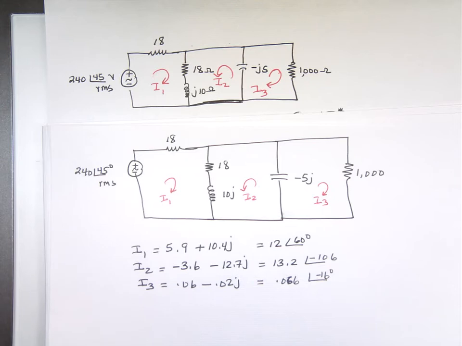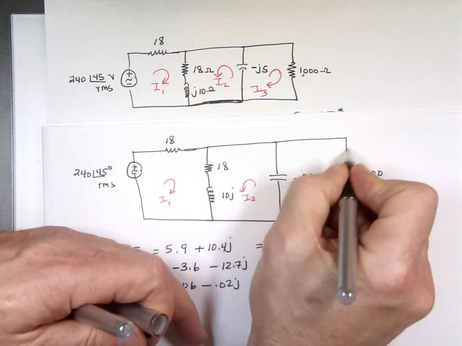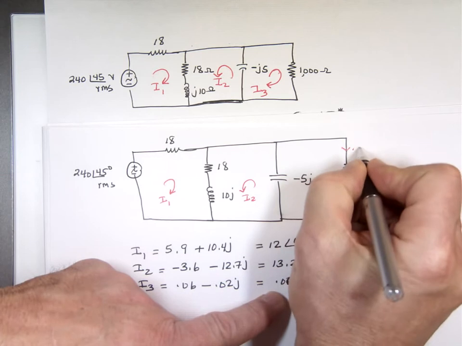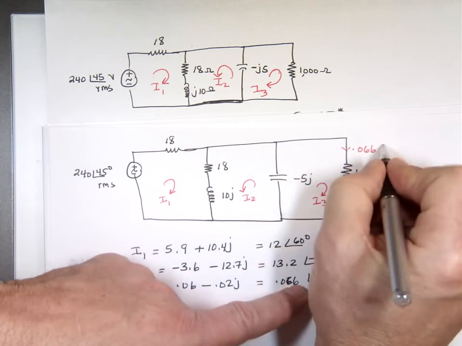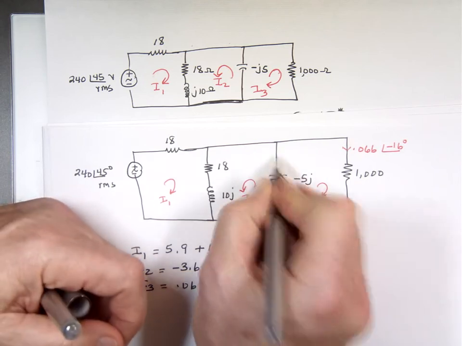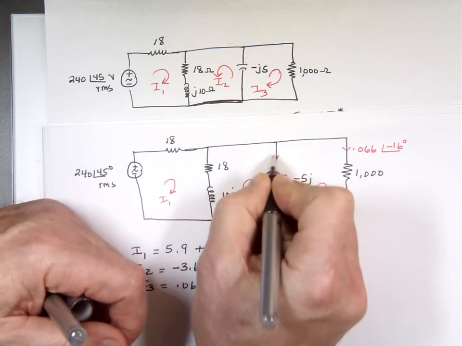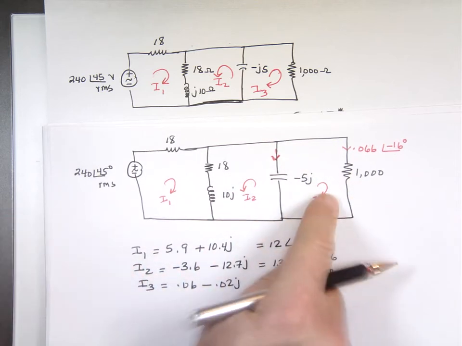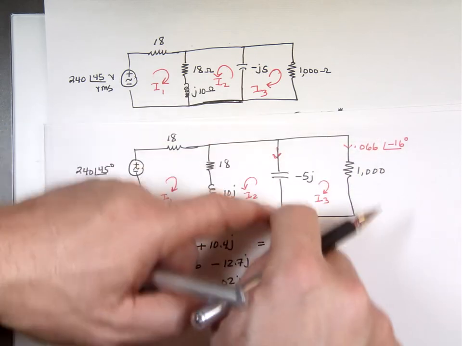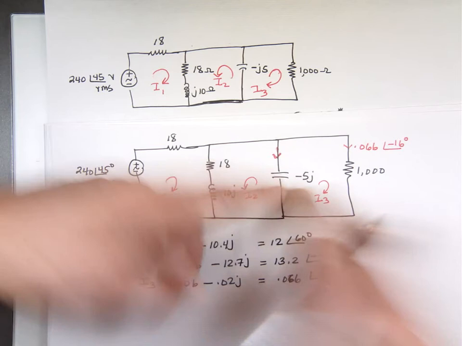Once you have that, then we can find the current going through each one of these. What is that current? That's I sub 3, right? So you can use any one of them. That's 0.066 angle negative 16 degrees. If you want to find this current here, we know what that current is. Add these two and switch the sign. Notice both of these are going up, and I define it coming down. So add 2 and 3 going up and multiply by negative 1 to switch the sign.